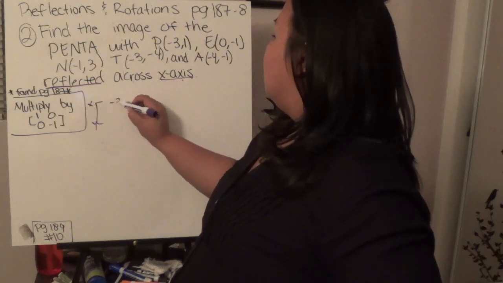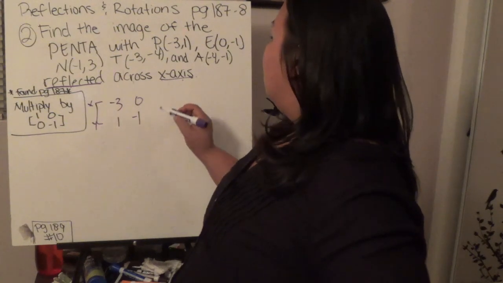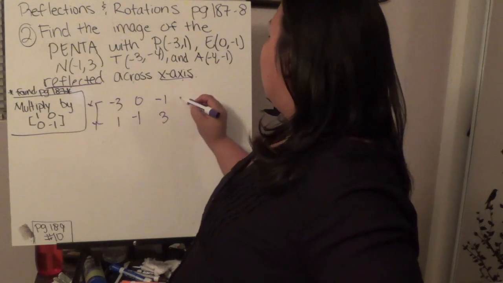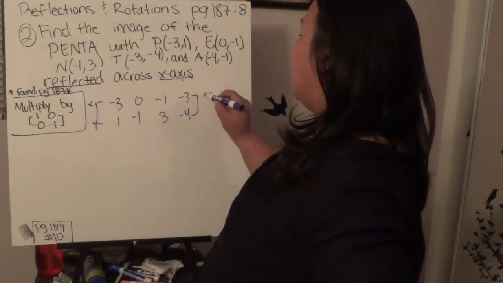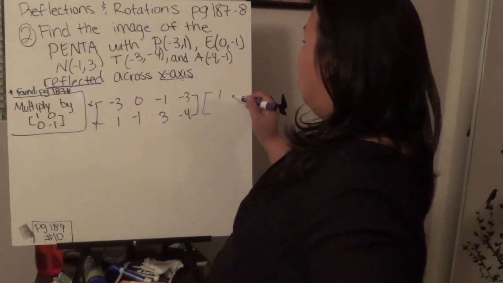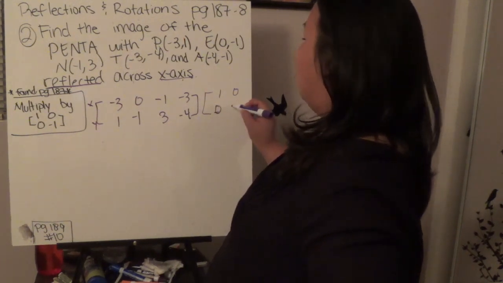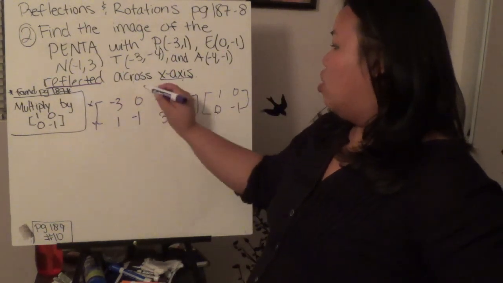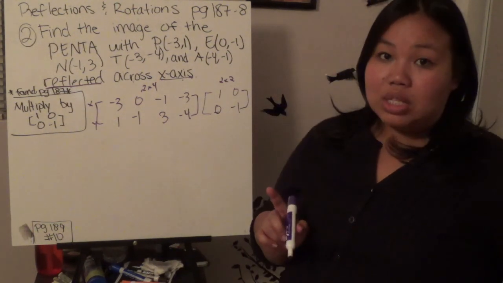And all the y's. So -3, 1, 0, -1, -1, 3, -3, -4. Okay, and it wants me to multiply by 1, 0, 0, -1. Now, please pay attention. This dimension is 2 by 4. And this dimension is 2 by 2. I can't multiply these together.